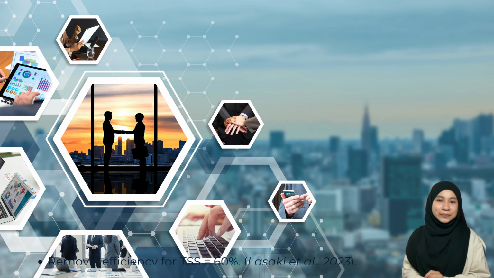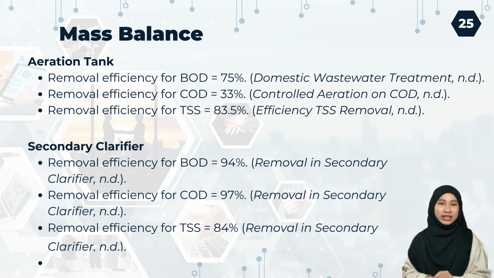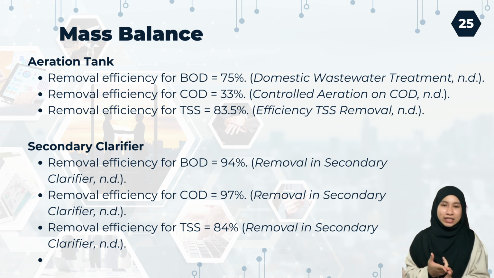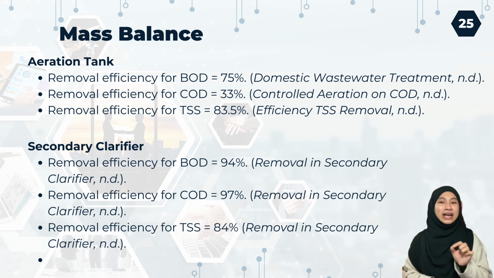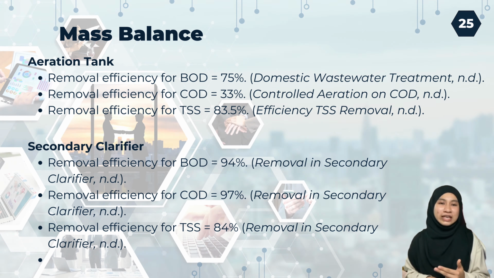of COD. The fourth equipment is the aeration tank. Here, the removal efficiencies of BOD, COD and TSS are 75%, 33% and 83.5% respectively. And lastly, the treatment continues at the secondary clarifier, where the clarifier can have removal efficiency of 94% of BOD, 97% of COD, and 84% of TSS.